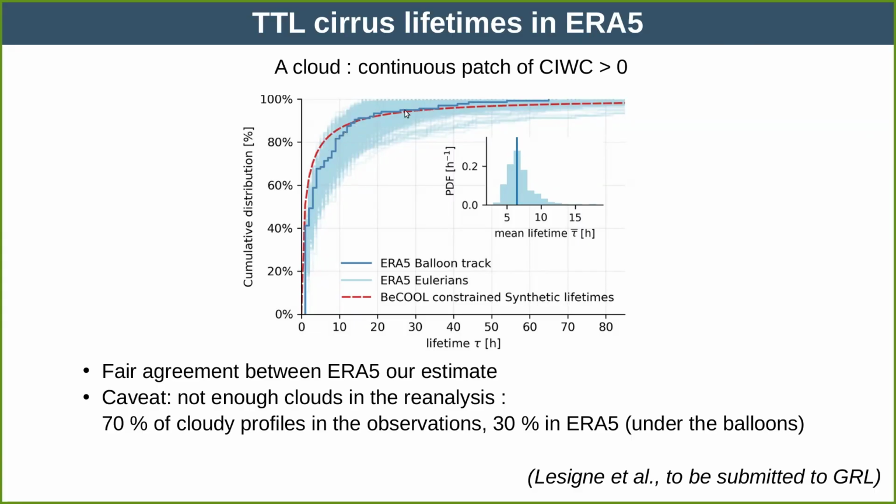And we see that there is a fair agreement between those distributions, even though short-lived clouds are less frequent in ERA5 than in our estimate. We also see that the balloon following distribution is well contained within the light blue beam of the Eulerian lifetime, and we see that the mean lifetime along the balloon track is in line with the mode of the mean lifetime from a Eulerian point of view. So we can say that there is a fair agreement between ERA5 and our estimates, but still there are not enough clouds in the reanalysis.